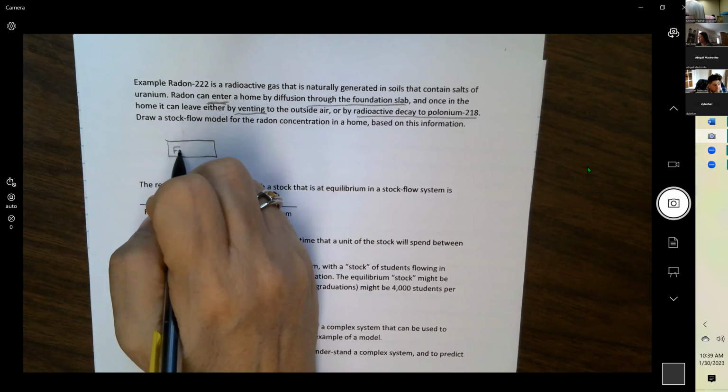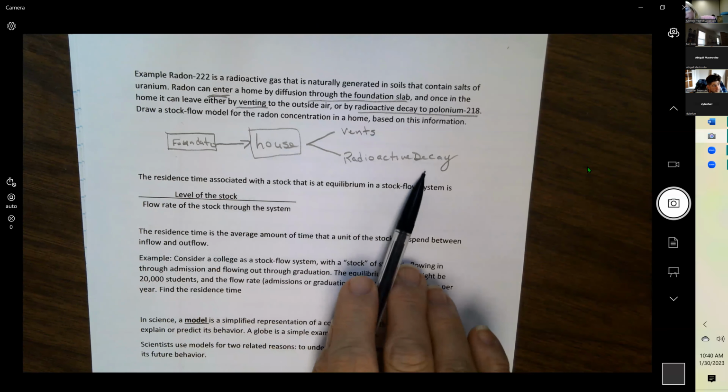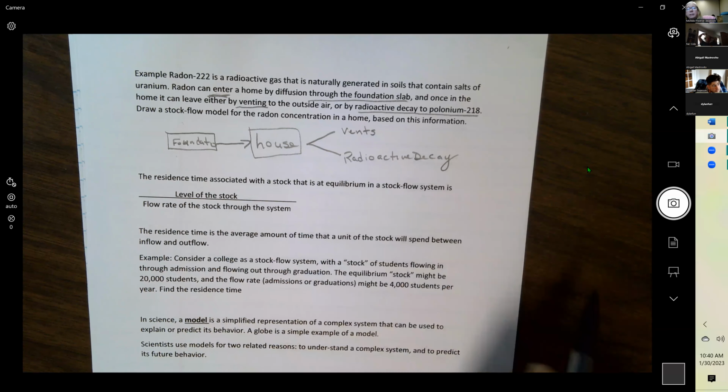Now you need to keep this at a low value or a low percent so that it's not harmful. But that's what could happen. So it comes in through the slabs of the house. And then some of it goes out the vents and some of it does not. It stays and becomes radioactive.